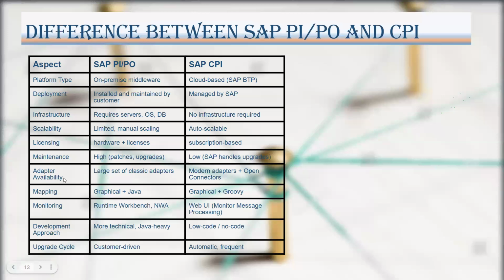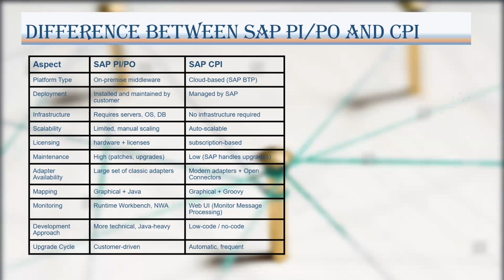When it comes to adapter availability, there is a large set of classic adapters in process integration like file, SFTP, SOAP, REST. The SOAP and REST we had, but they are not that efficient. So everything will be managed and maintained by SAP CP itself. That is adapter connectivity: the classical adapters I explained, file, SFTP, SOAP, and so on.